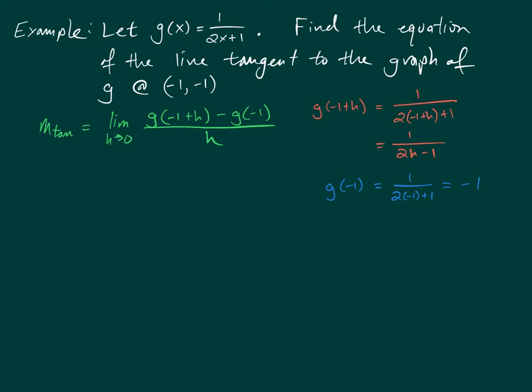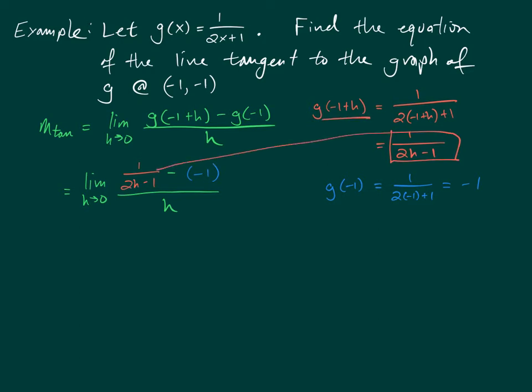So this limit becomes the limit as h approaches 0 of 1 over 2h minus 1 minus -1, all over h. So you can see I just took this part for g of 1 minus h, substituted that in. I took this part -1 for g of -1, substituted that in. And now we just have to go through our limit techniques to see how this simplifies.